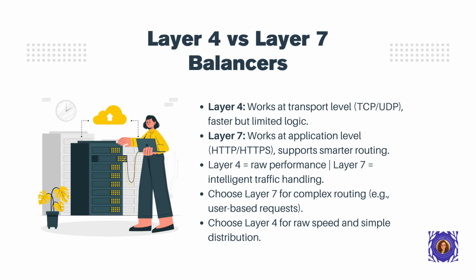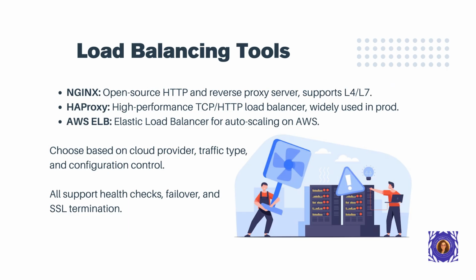When should you choose each? Go with Layer 7 when you need complex routing, like directing API requests to one set of servers and web page requests to another. Choose Layer 4 when you need maximum speed and your distribution needs are relatively simple. Now, let's get practical and look at some real-world load balancing tools you can implement in your systems today.